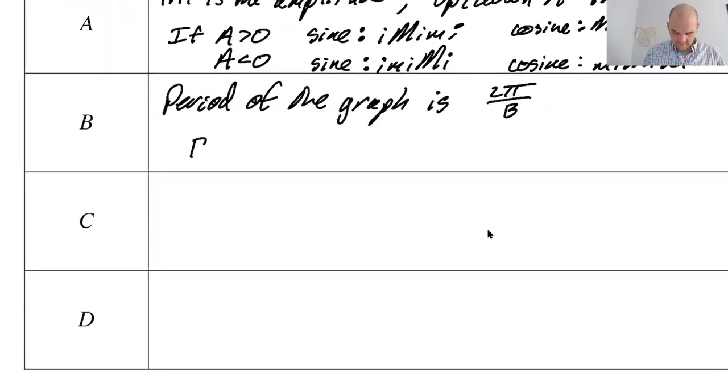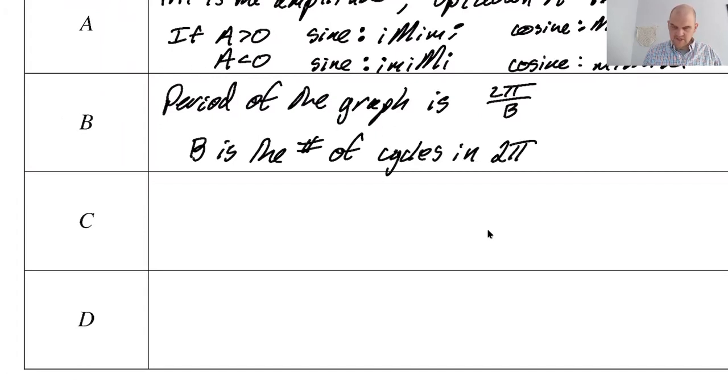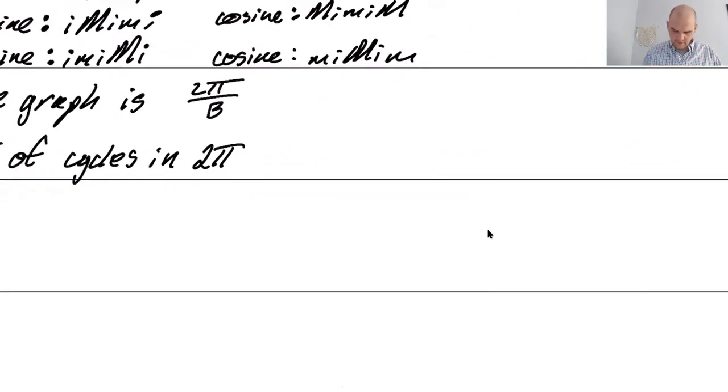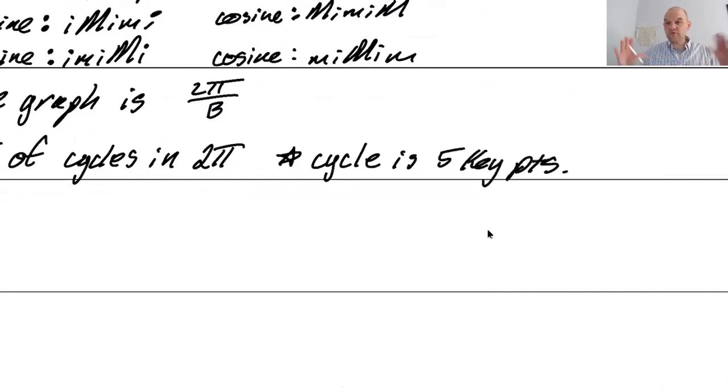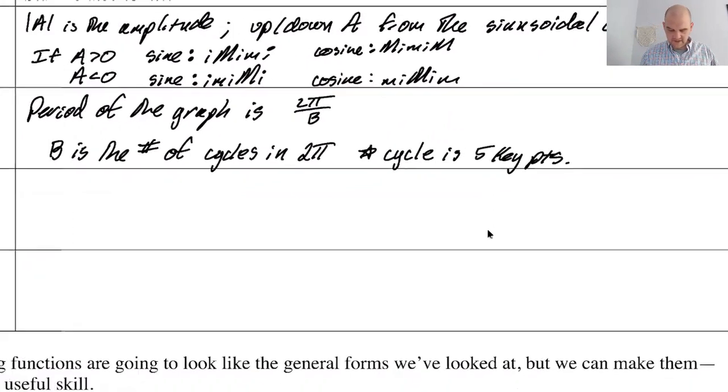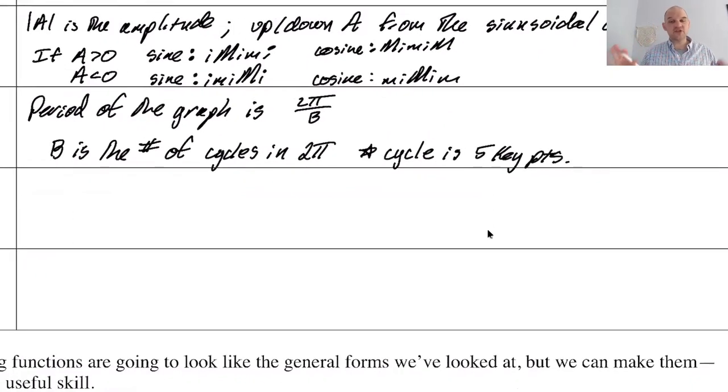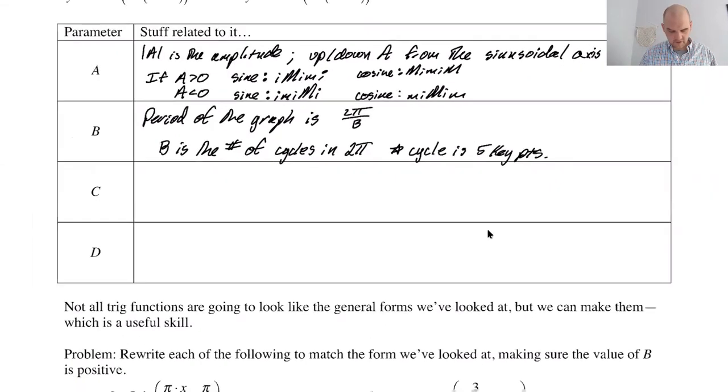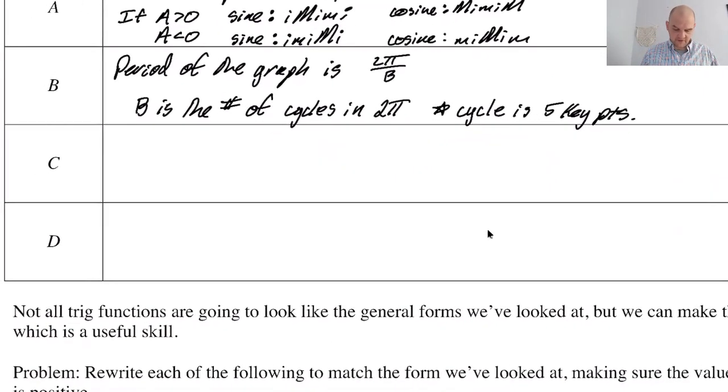And then B is the number of cycles in 2 pi, right? And a cycle is the 5 key points. Cycle is 5 key points. So 1 full period is 1 cycle. It's how many you'll get in 2 pi, because 2 pi is the natural period. It should take 2 pi. The unit circle takes 2 pi to go around. That's basically where this is coming from.